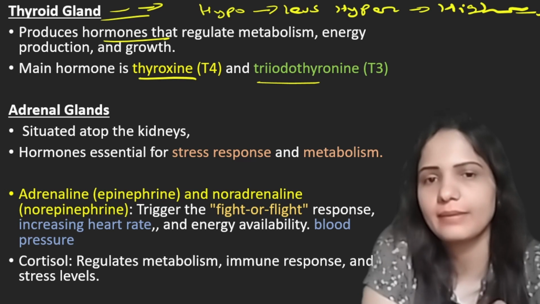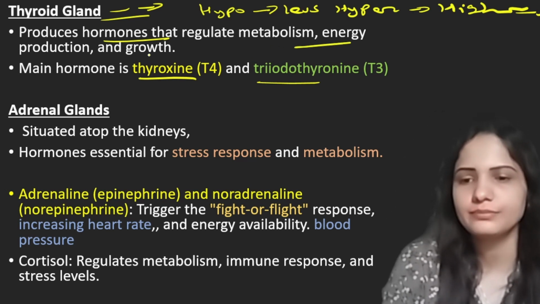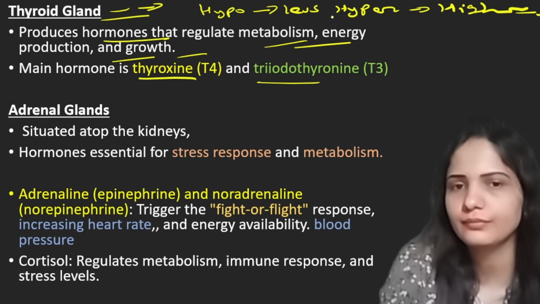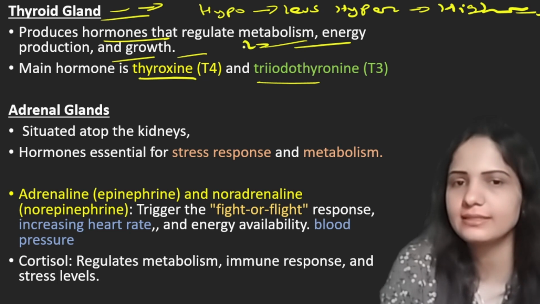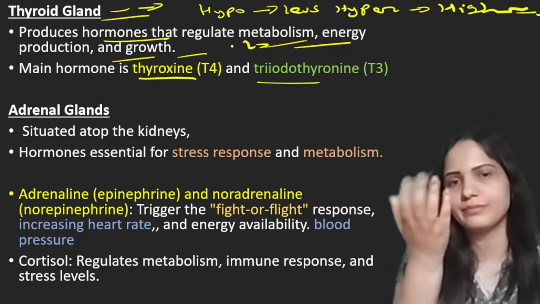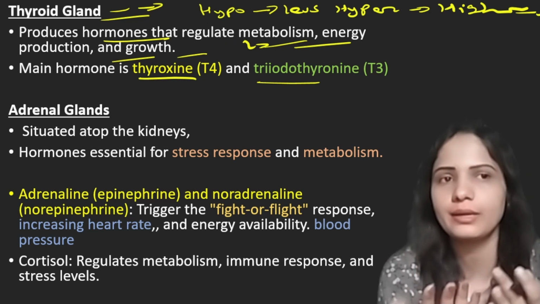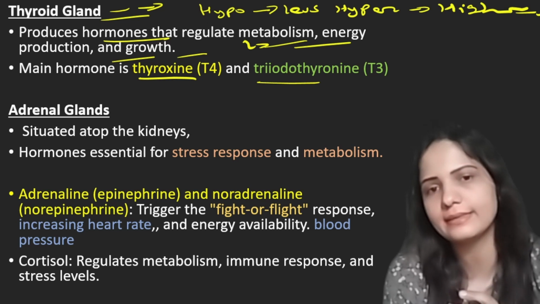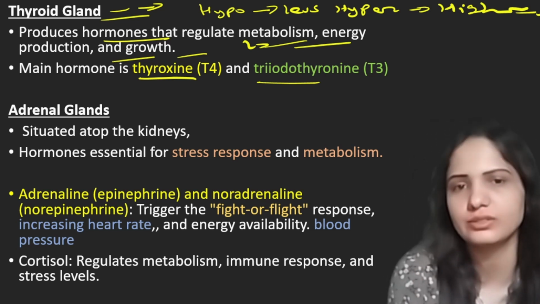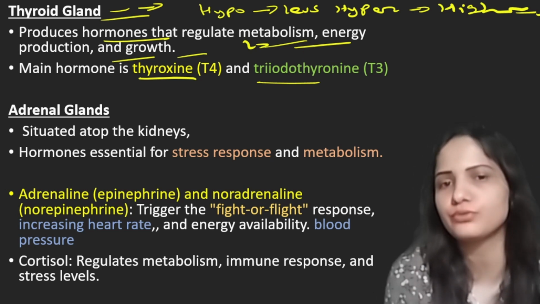So this is of two types: hypothyroidism and hyperthyroidism. The thyroid gland produces hormones that regulate metabolism, energy production, and growth. It mainly regulates the metabolism of the body. In metabolism we have digestion of food, respiration, excretion, and all those reactions which happen during these processes. Breakdown of protein, formation of protein, breakdown of carbohydrates, formation of glucose, breakdown of glucose. These are metabolism processes, and thyroid hormones regulate them.